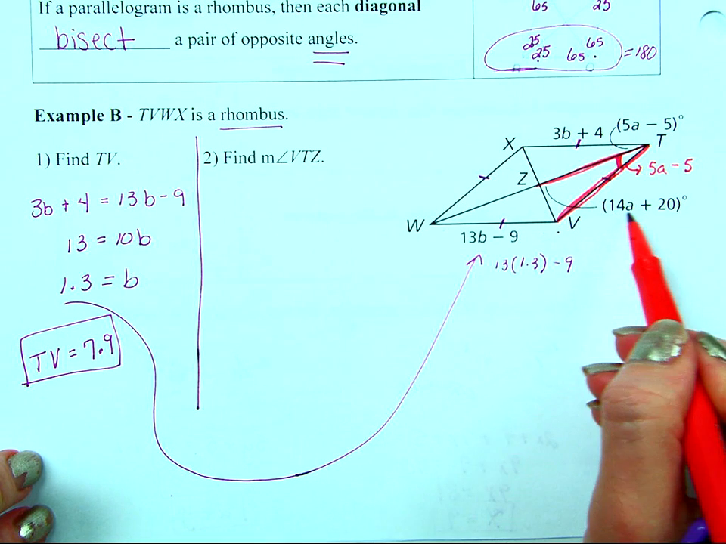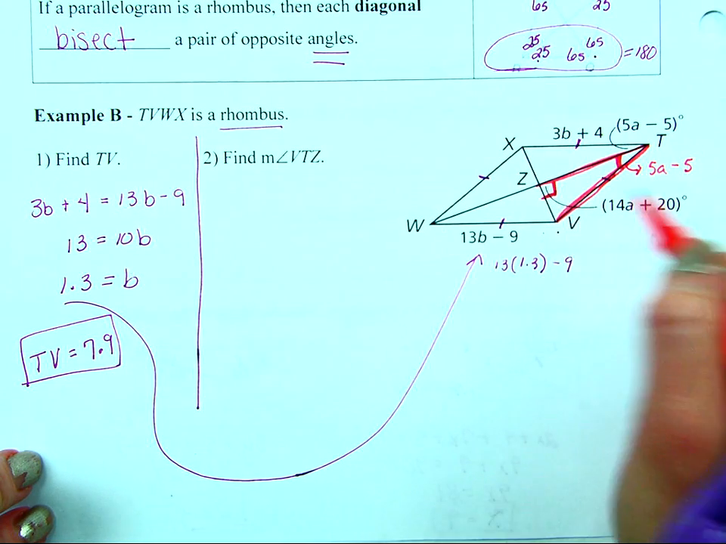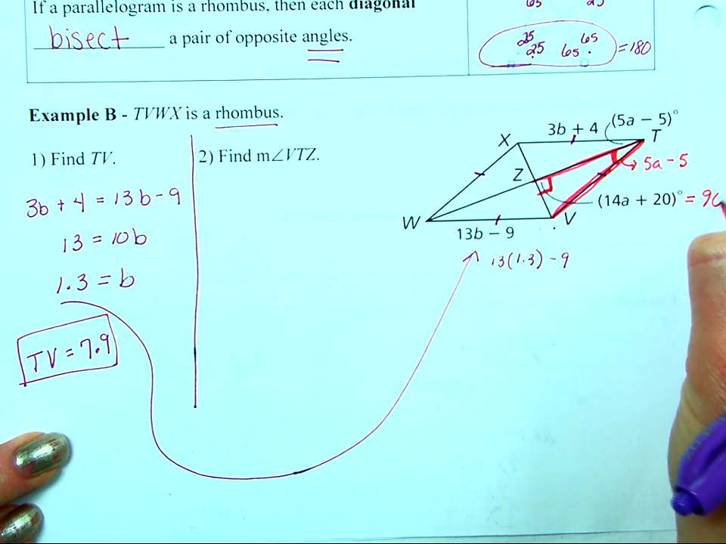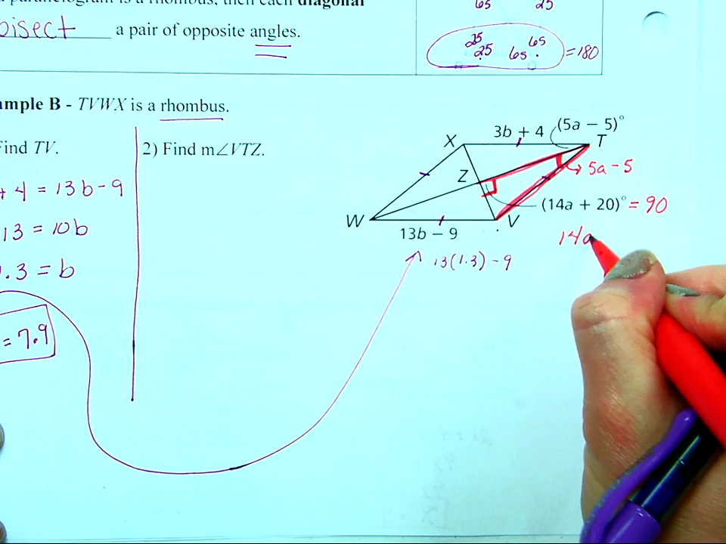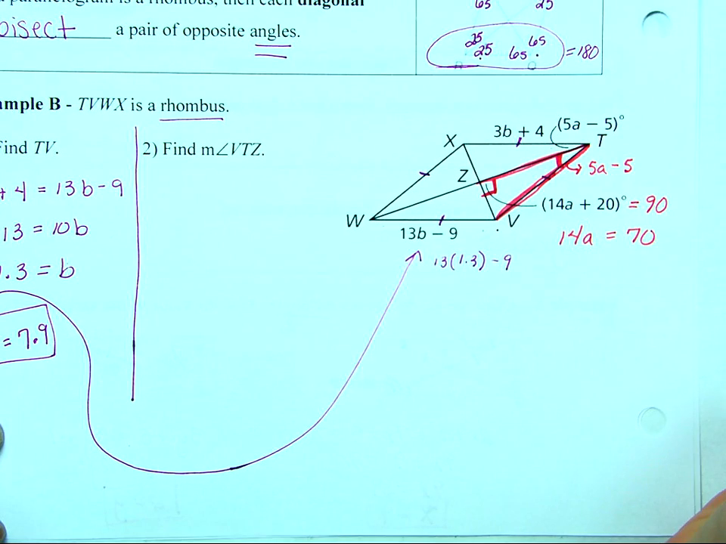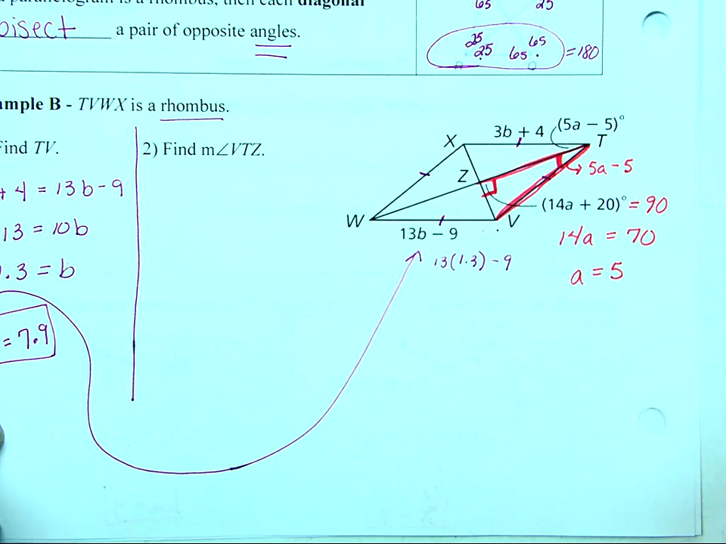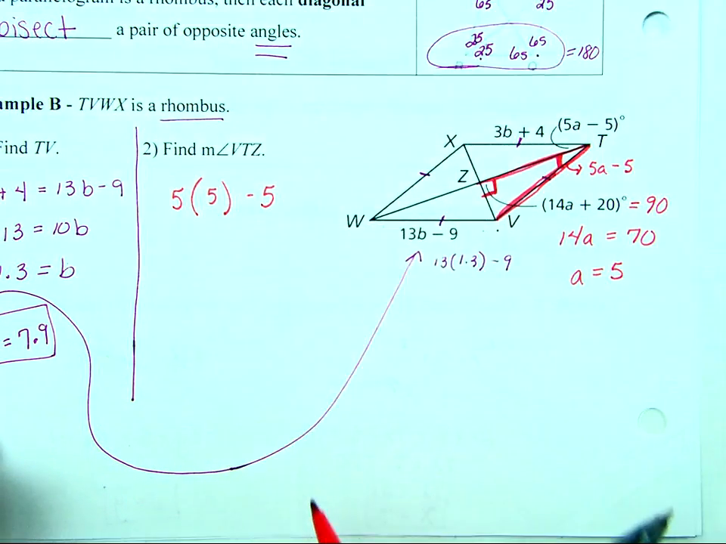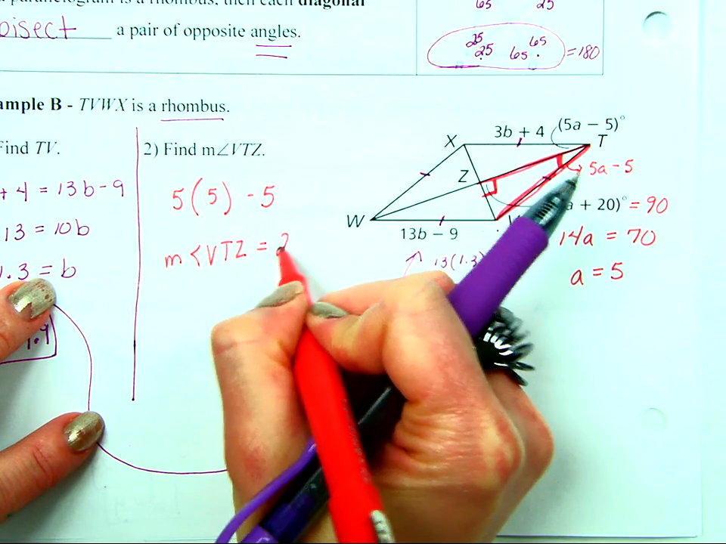I see here 14a plus 20 is pointing into the middle. I know the diagonals of the rhombus meet at 90 degrees. So I'm going to take that 14a plus 20 and set it equal to 90, which would mean that 14a would equal 70. Divide both sides, and a would equal 5. If a equals 5, I'm going to substitute that in to find my value. 5 times 5 minus 5 tells me that my measure of angle VTZ must equal 20 degrees.